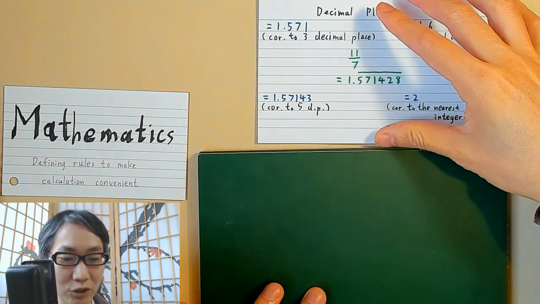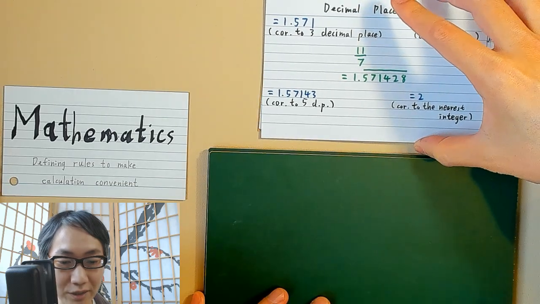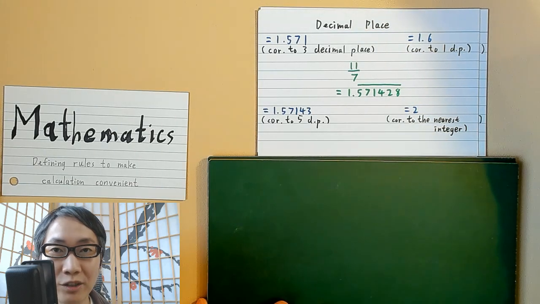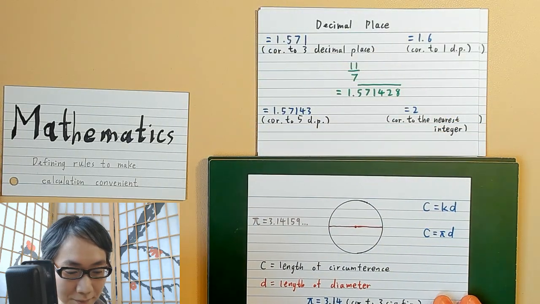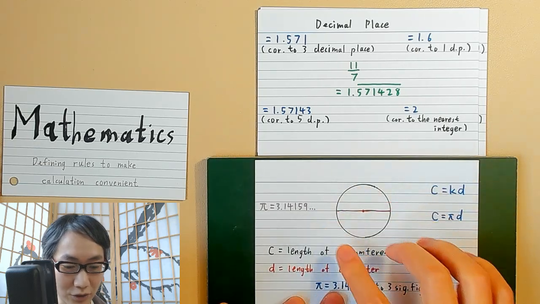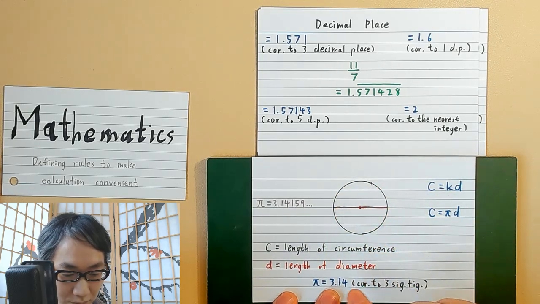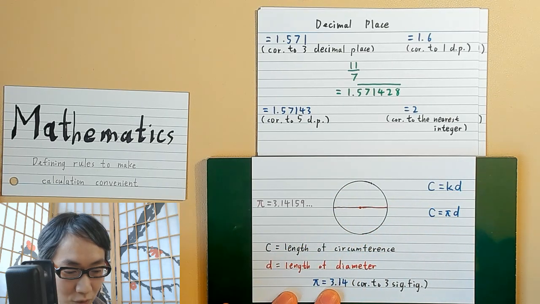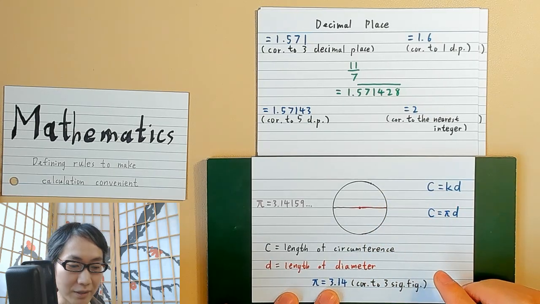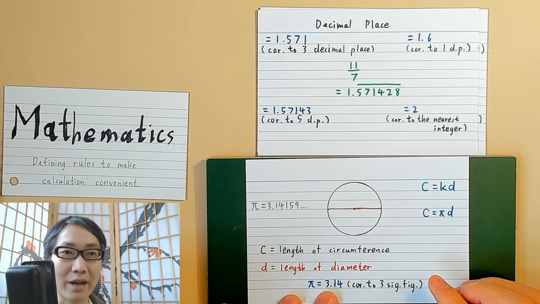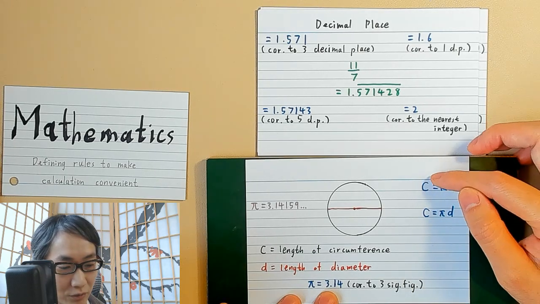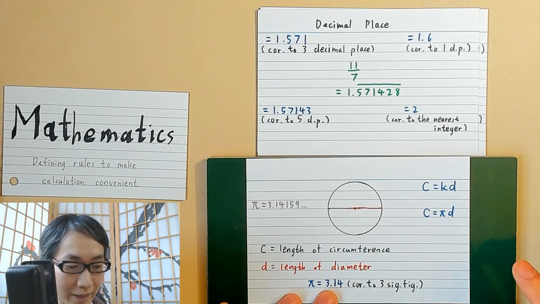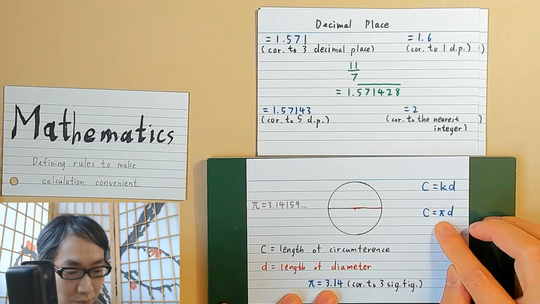So we are doing approximation because we want to compare numbers conveniently. And in some cases, we are using approximation for other reasons. So this is a circle. This is the diameter of a circle. The C is the circumference. And then we find that, oh, actually, the circumference and the diameter are in the same ratio for every circle. So we say C is equal to KD. K is the proportional constant.